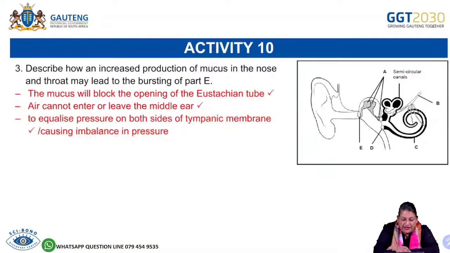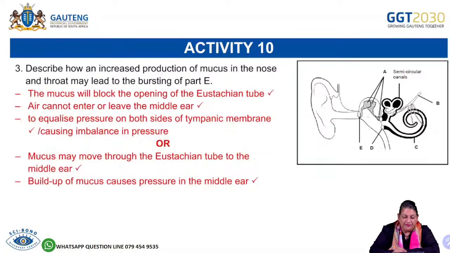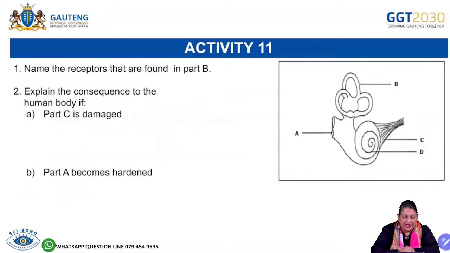There's going to be an unequal pressure or imbalance in pressure on either side of the tympanic membrane, or you could say mucus may move through the eustachian tube to the middle ear, and the buildup of mucus in the middle ear will push against the tympanic membrane, and that will cause pressure. Okay, so name the receptors found in part B.